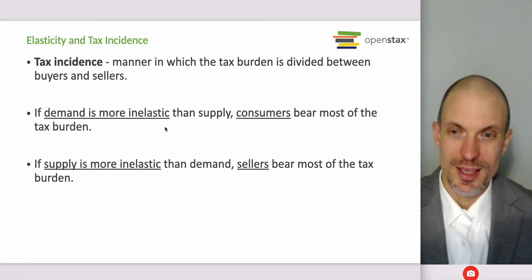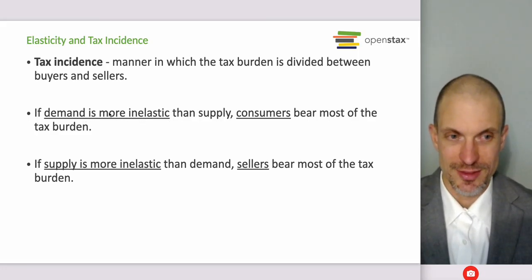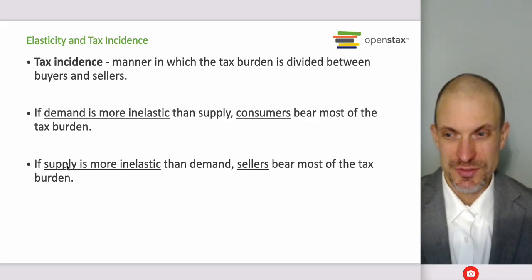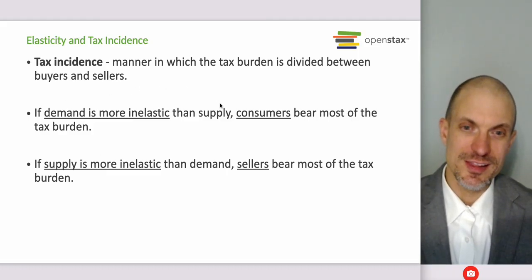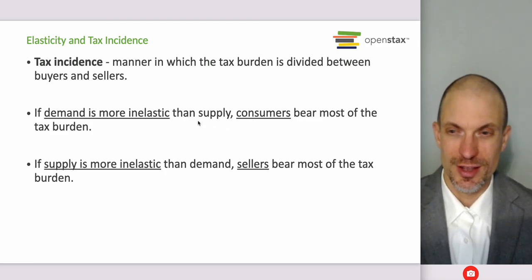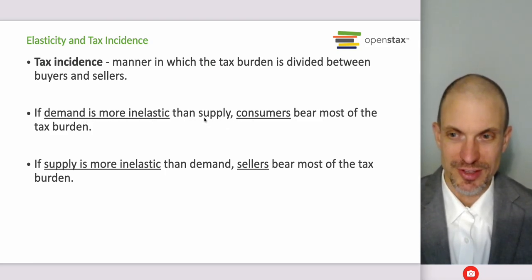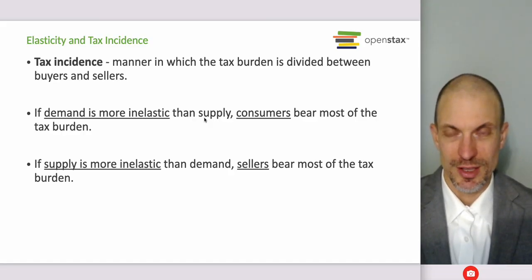The reason why is if demand's more inelastic, consumers have fewer alternatives than just paying the tax. So they buy at a much higher price. If supply is more inelastic than demand, sellers have fewer alternatives than just operating in the market and paying the tax. What happens on the more elastic, the more responsive side of the market? Well, if demand's more inelastic than supply, buyers have to keep buying whatever this is, but sellers don't have to keep selling in that market.